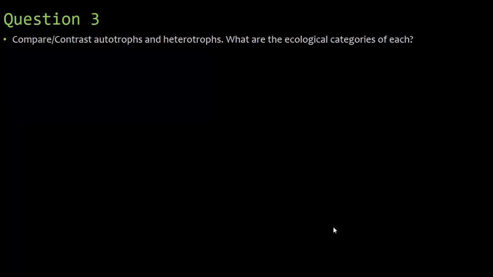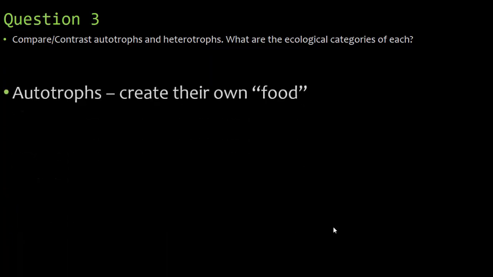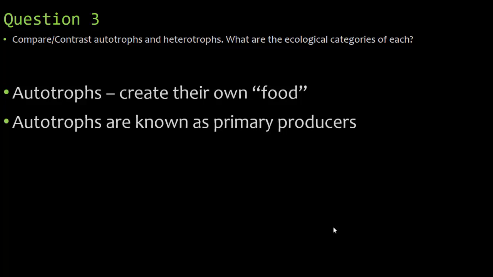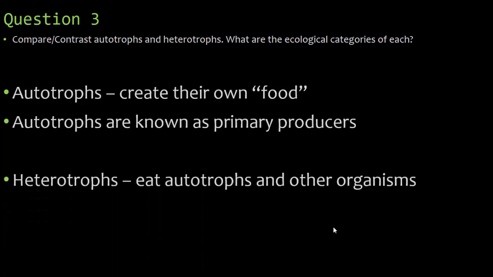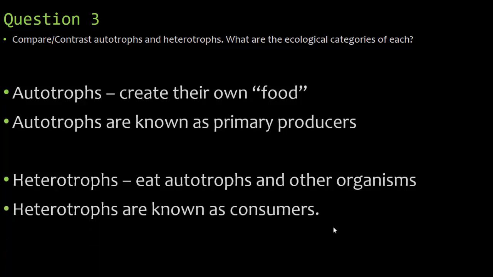All right, number 3, compare and contrast autotrophs and heterotrophs, and what are the ecological categories of each? Well, autotrophs create their own food. This would be like plants using photosynthesis or other organisms using chemosynthesis. Autotrophs are known as primary producers. They're usually at the bottom of the food chain, at the bottom of a food web, or at the bottom of a food pyramid. Then we have heterotrophs, which eat autotrophs and other organisms, and we call these consumers. They're having to consume other organisms, consuming food.